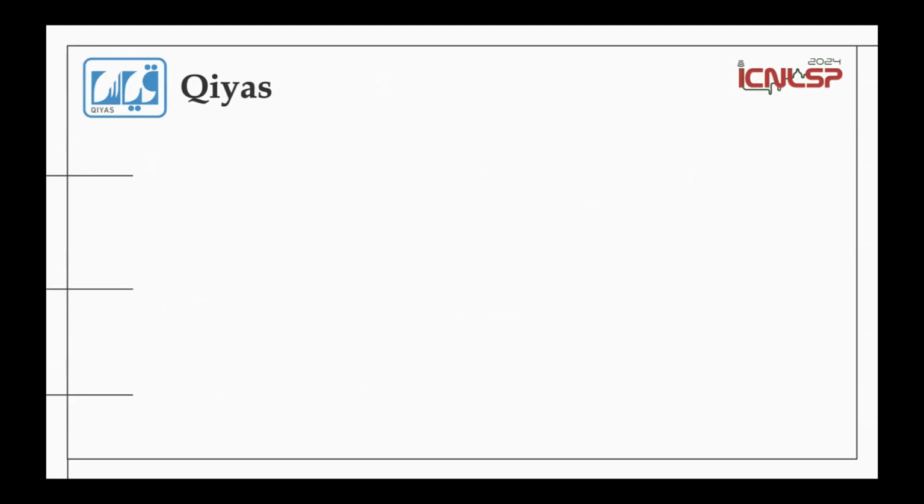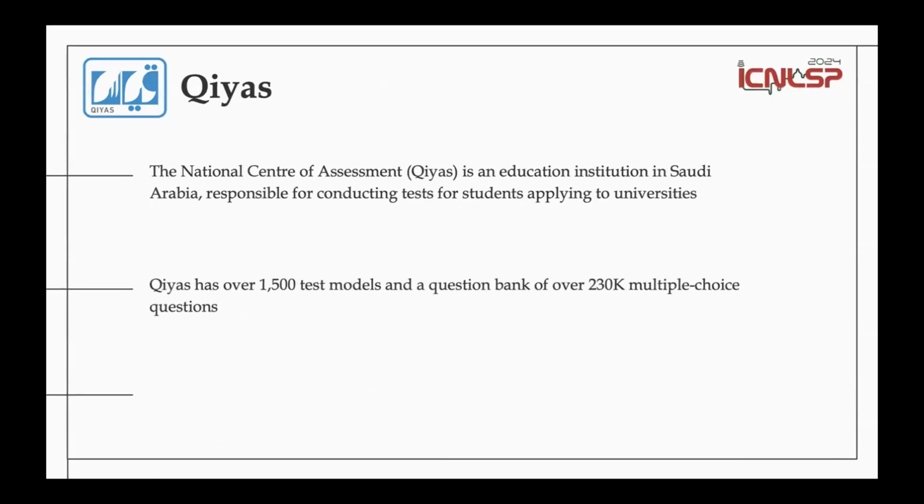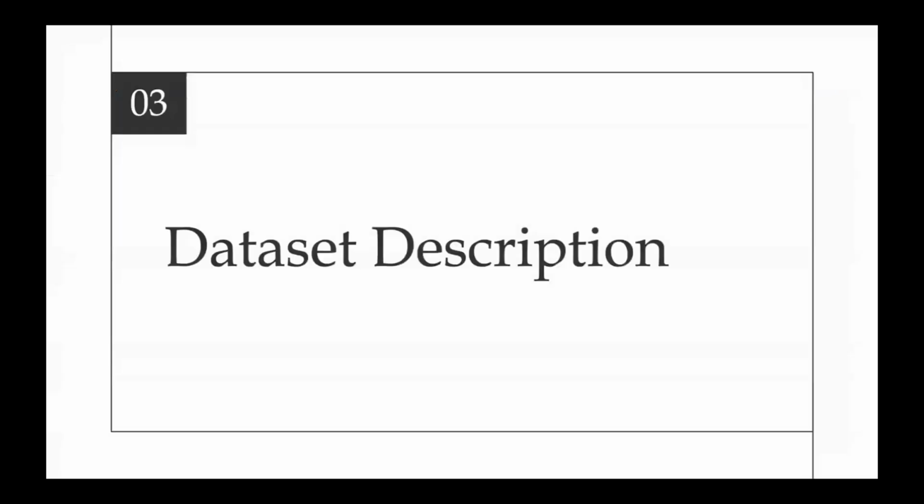So what is Qiyas, which is the name of our benchmark? Qiyas is the National Center of Assessment in Saudi Arabia, an education institution that is responsible for conducting tests for high school students applying to universities. Qiyas has over 1,500 test models and a question bank of over 230,000 multiple choice questions. The Qiyas test consists of two sections: the verbal section and the quantitative section.